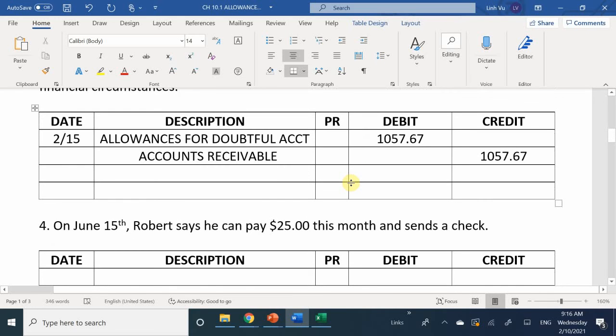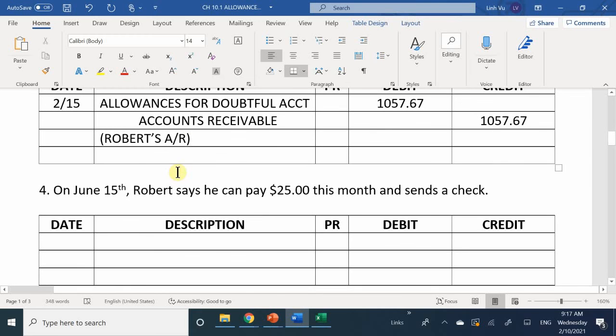That's why I always encourage you guys to work together and help each other out with calculations. All right, so 1057.67, and in this case, I'm gonna write here Robert, just Robert's accounts receivable, whatever you want to name it. Okay.